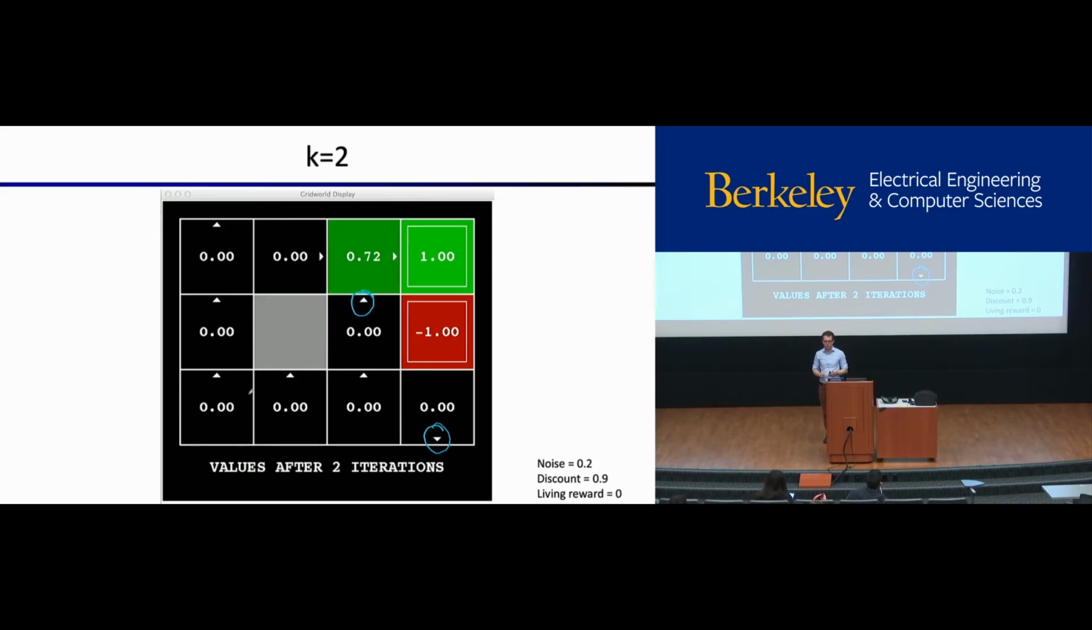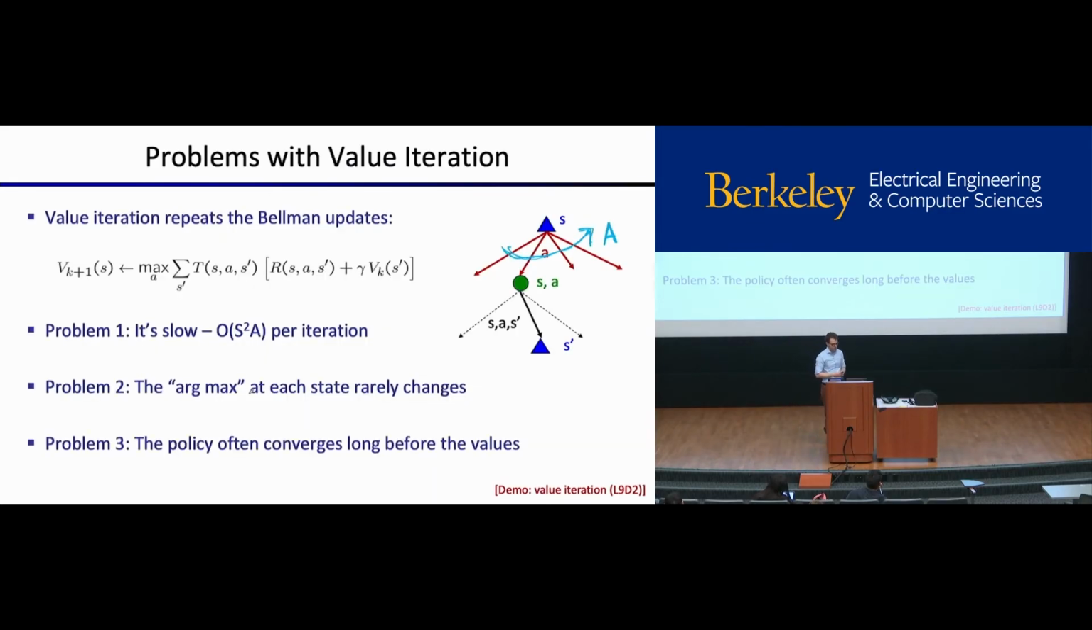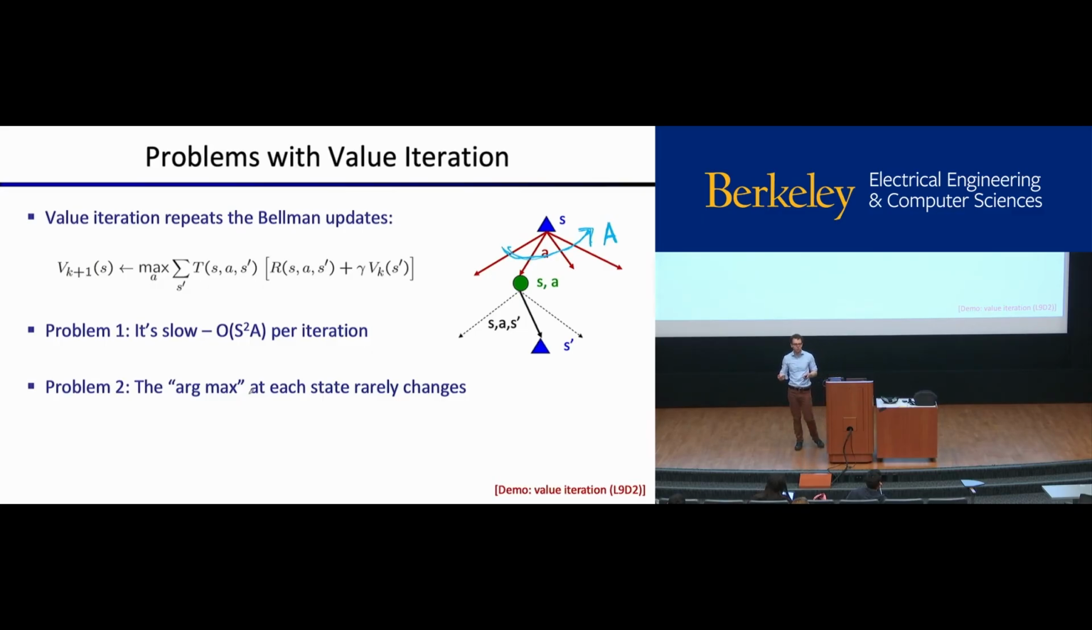So if we're always looking at all the actions, it's like we're always evaluating all of the policies rather than only the policy that we're currently looking at. So if we go back to this slide, this is saying problem 2 is that this argmax, when we're doing value iteration, rarely changes. So why are we taking the argmax? Why are we looking at all the actions? We could just be looking at the best action, and then we just have to make sure that it's the best action later.